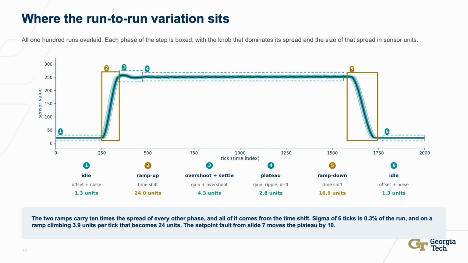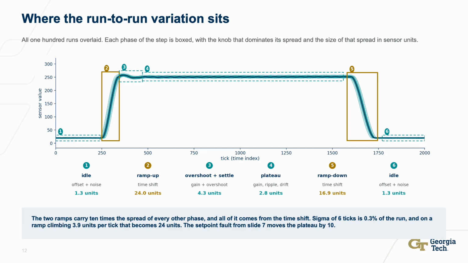Now the two ramps: 24 units and 17 units. That is 10 times everything else, and all of it comes from the time shift. Here is the arithmetic behind it. The standard deviation of the start time is 6 ticks. 6 ticks out of 2000 is 3/10 of 1% of the run.